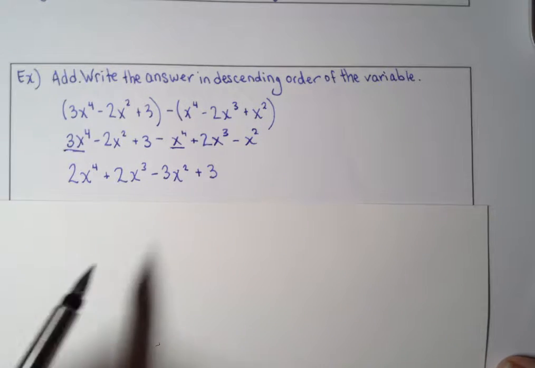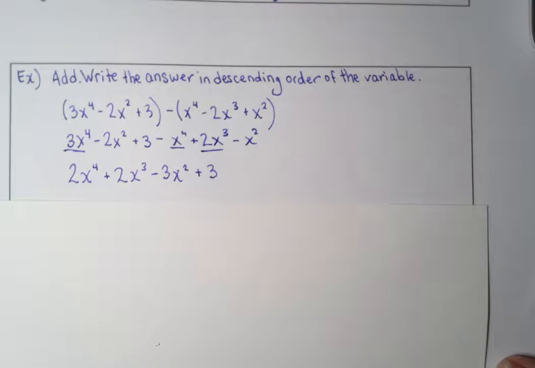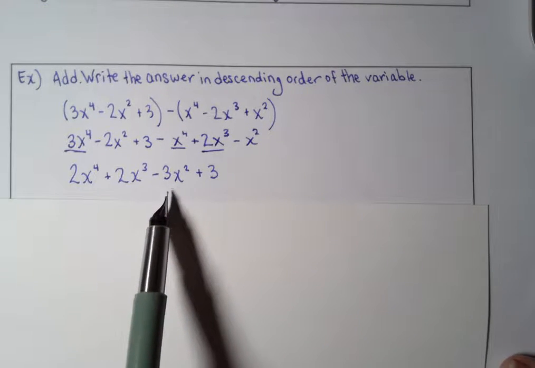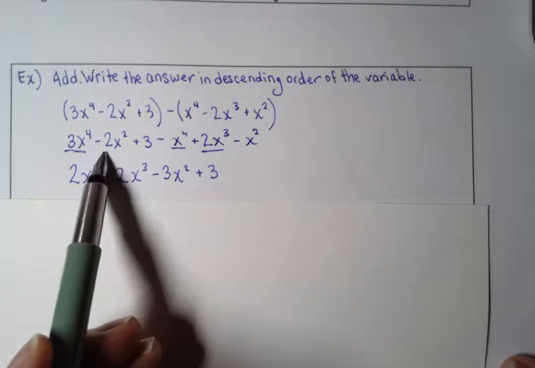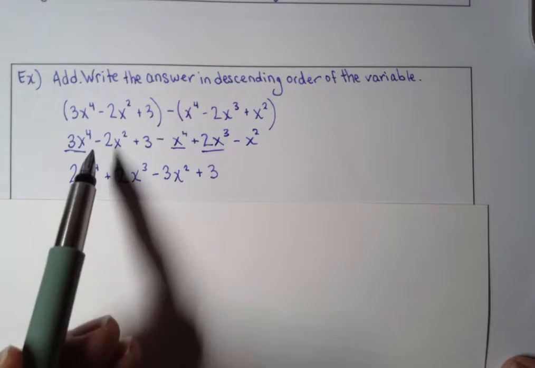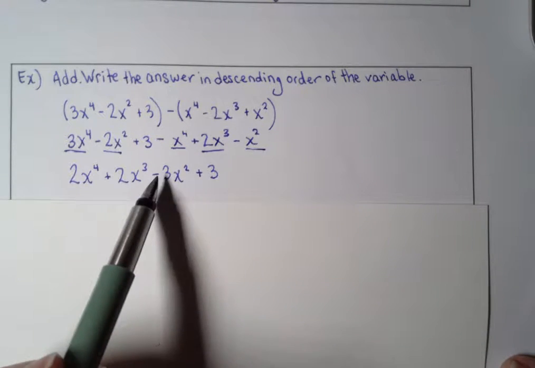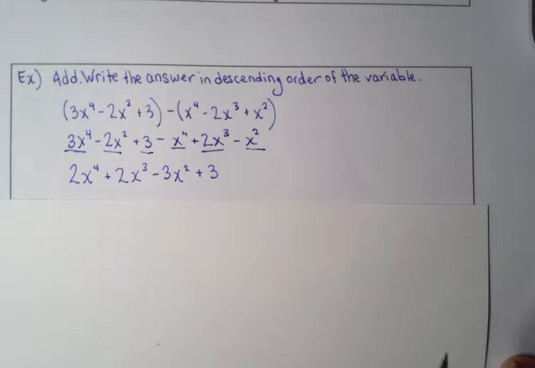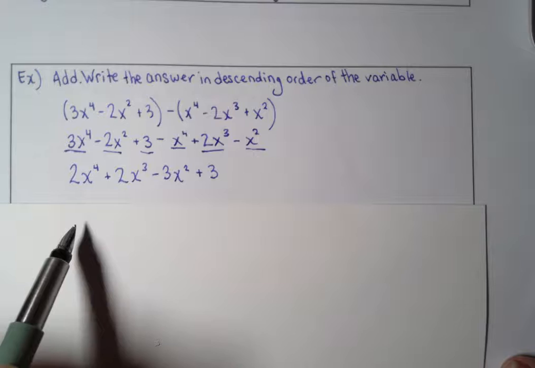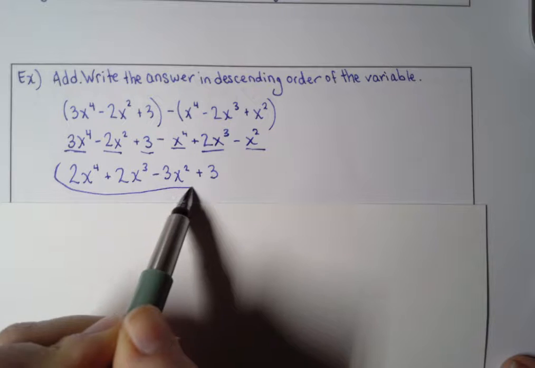And then I would go on to the next highest power, which would be the third power. The only one with the third power is this term, so that would stay as positive 2x to the third. And then I would go to the second power, which would be negative 2 and negative 1x squared, and that gives me negative 3x squared. There's no x to the first power, but there is a constant, or just a regular number, which is positive 3. So what I've done is I've rewritten it in order from highest variable to lowest variable. And so this would be my answer.